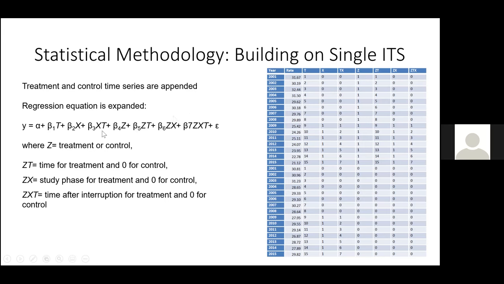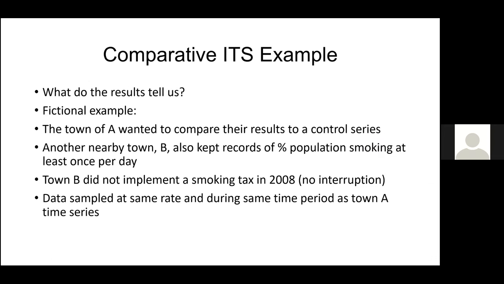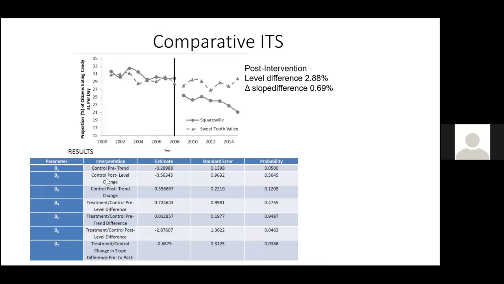And again, beta seven is like beta three, but it is looking at the difference in the change in slope, comparing the intervention to the control. So it is a change in slope difference between the treatment and the control, right? So here you can actually see the results, right? The one is right here. So as we said, it is a trend, but it is only for the control group.